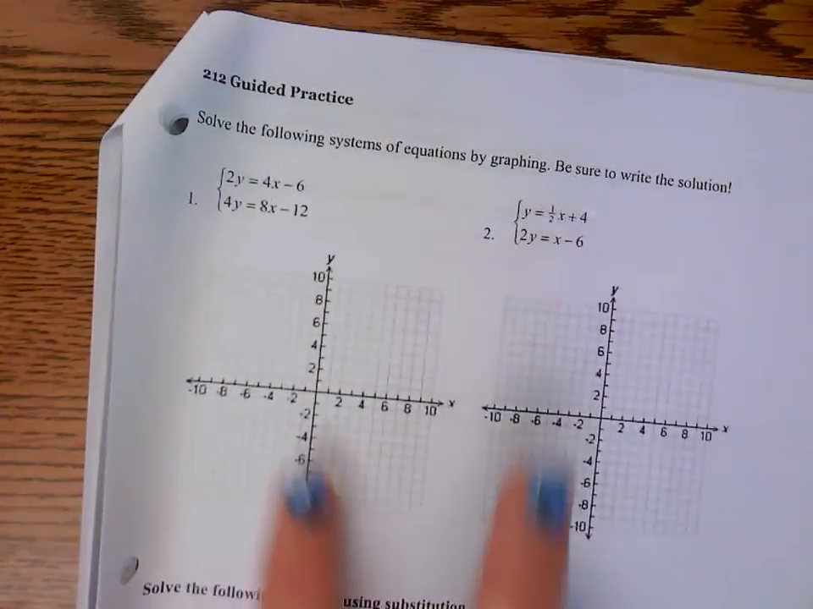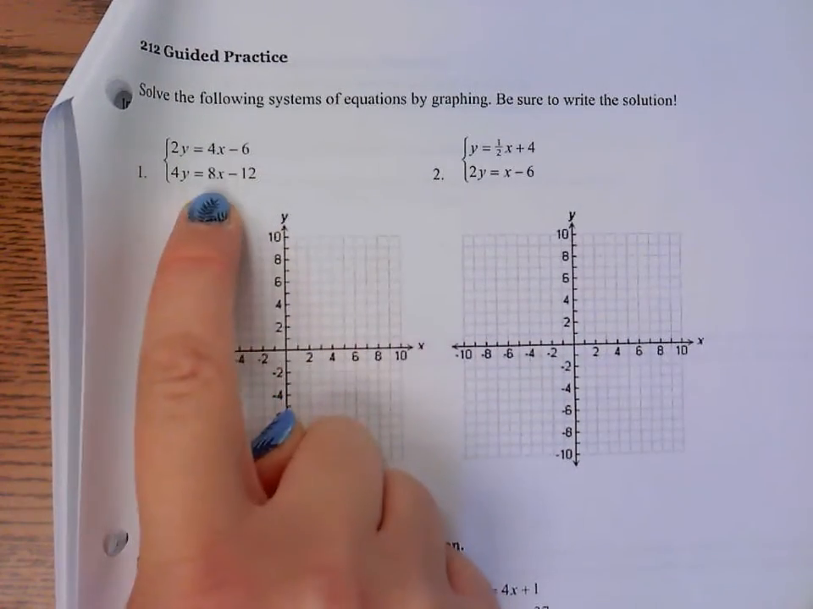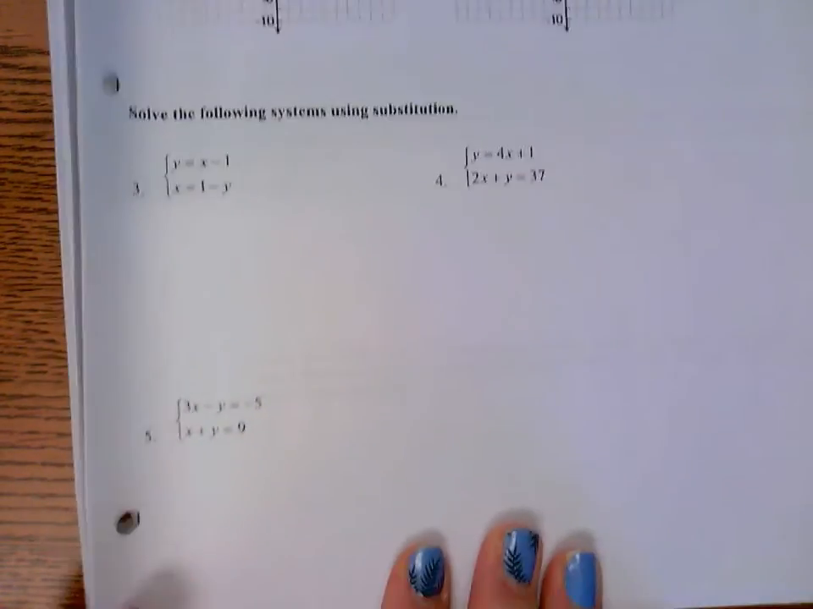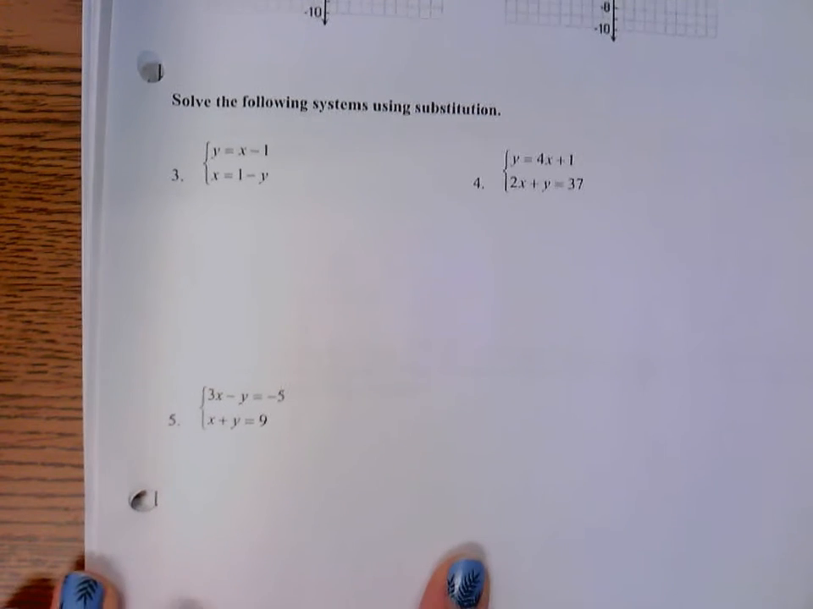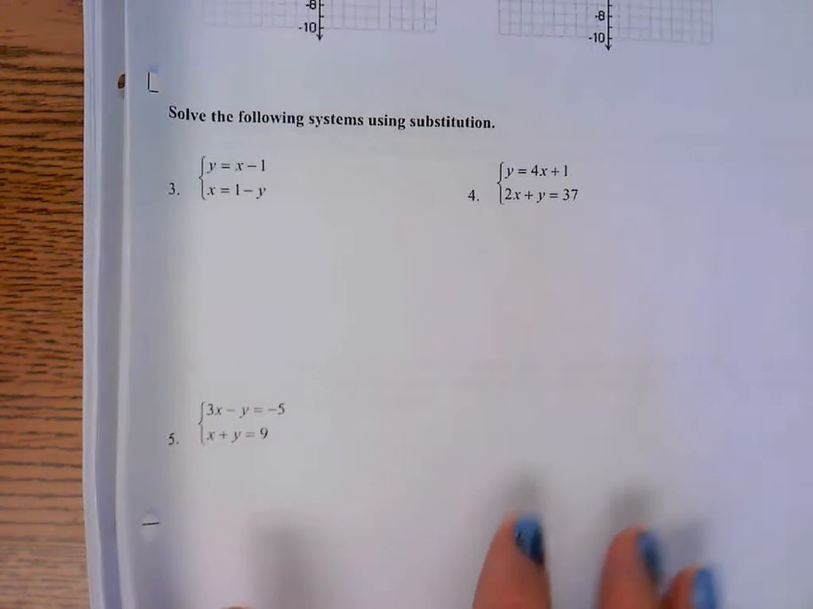All right, skip ahead to 212. So the top 2 problems, I'm going to have you go and try on your own. You've got to put them in slope-intercept form and find the intersection point graphically. But then you've got these 3 problems at the bottom that are all based on substitution before we look at some application problems today. So let's do one of them together, and then you try the other 2, and then go back up to do the graphing. So take a look at number 3.